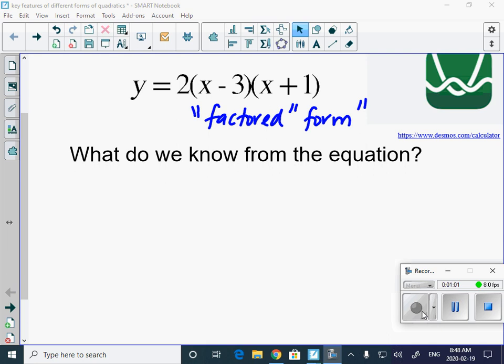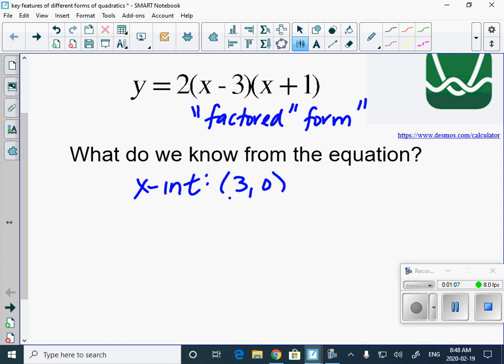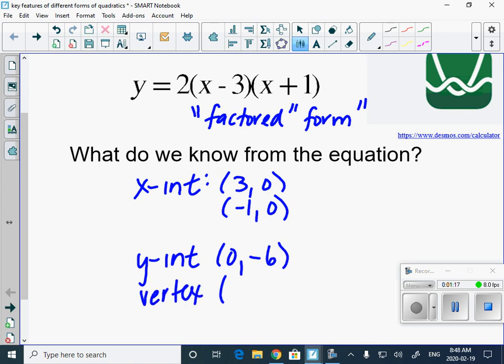So let's make a list of that. I have x-intercepts of 3 and -1, a y-intercept of -6, and a vertex of (1, -8). So those are all my key features that I cheated with. And so what I'm asking you today is, if just given the equation, what would we know?